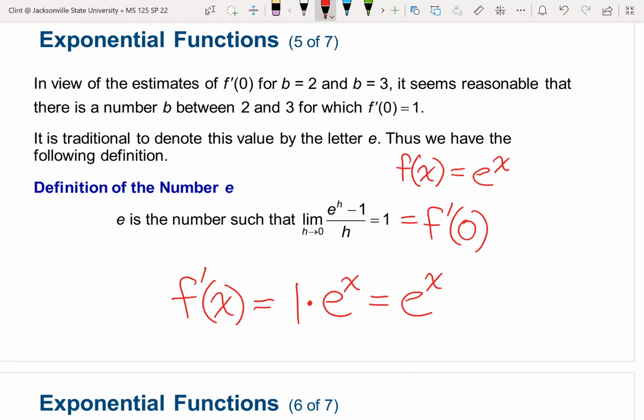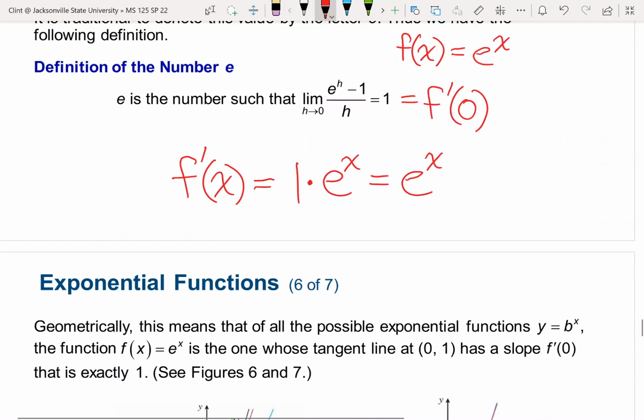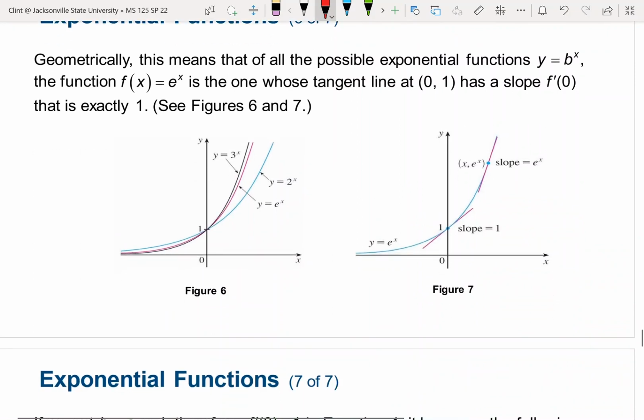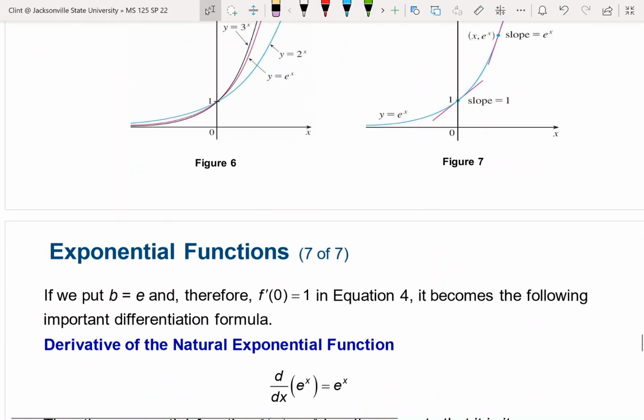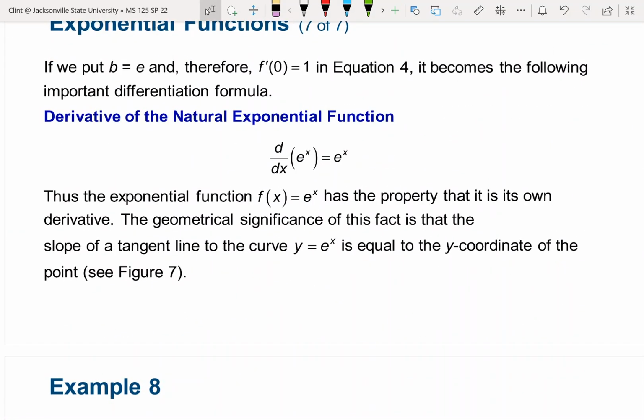The good thing for us right now doing computations is finding the derivative of e to the x is really easy. So what's the derivative of e to the x? E to the x. Arguably one of the easiest derivatives to find. It's just itself. So there's graphs. So there's our rule. Okay.